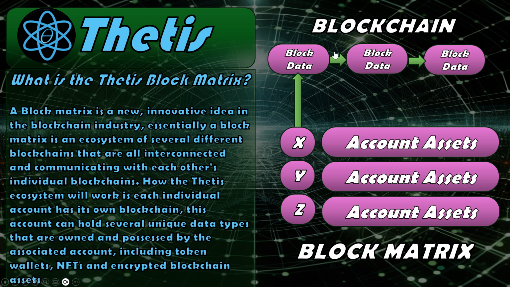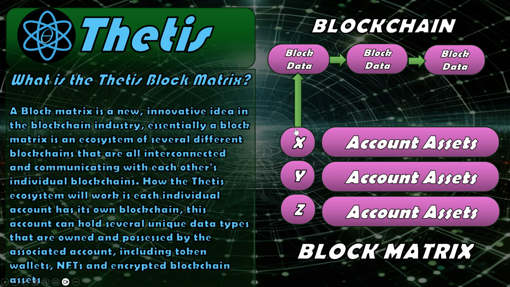So just going over this here. This is a typical blockchain right here. So you have your block data, and they're all encrypted with the hash of the previous block. So previous hash encrypts this one, previous hash encrypts this one, all the way back to the Genesis block. The difference with a blockchain and a block matrix is that each account actually contains one of these blockchains.